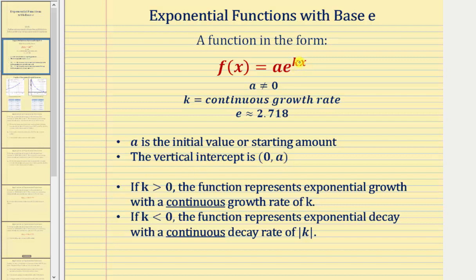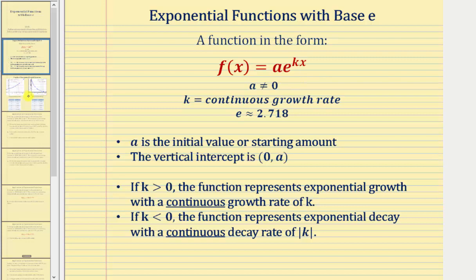And if k is positive, then the function represents exponential growth with a continuous growth rate of k. And if k is negative or less than 0, the function represents exponential decay with a continuous decay rate of the absolute value of k. So it's important to recognize here that when we have base e, the growth rate and decay rate are continuous rates. This was not the case when we had exponential functions in the form f of x equals a times b raised to the power of x.